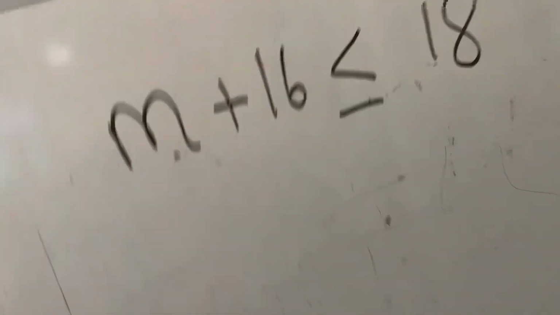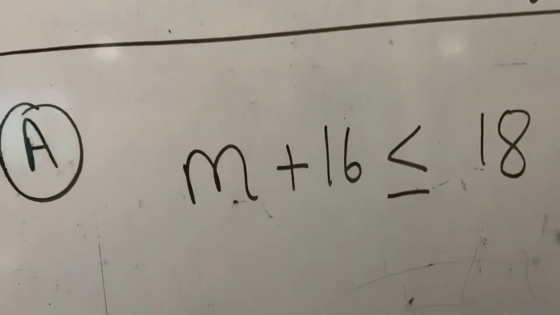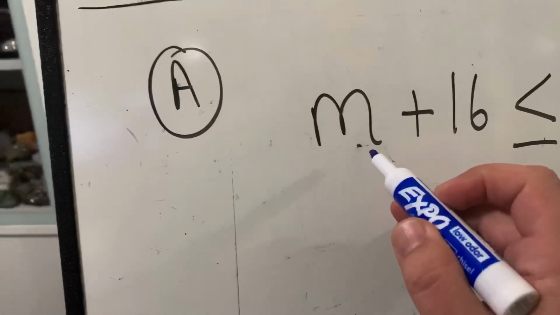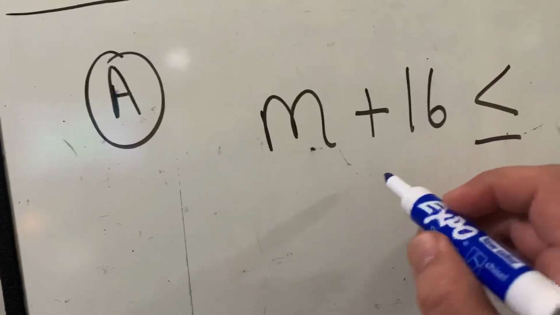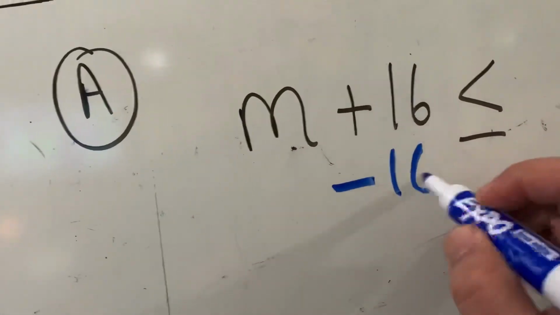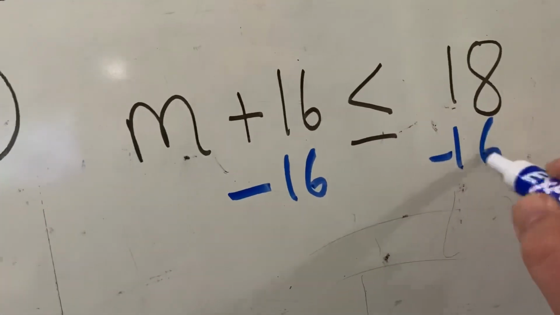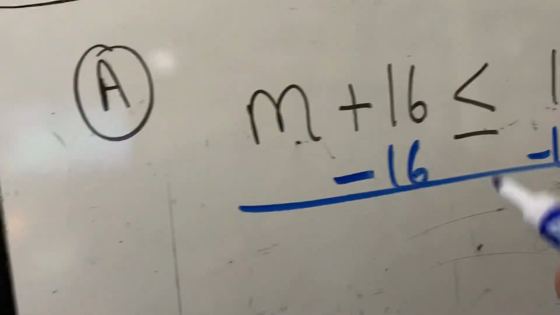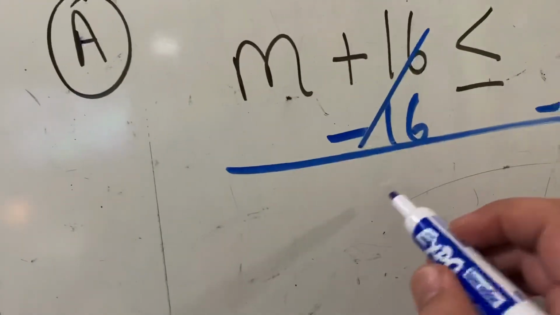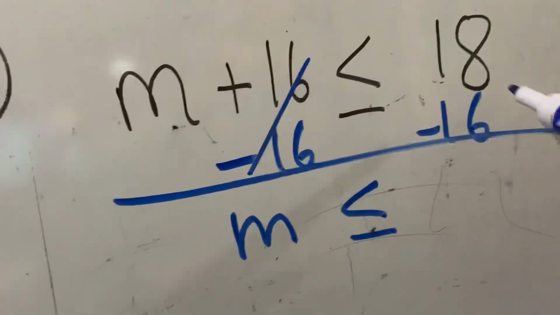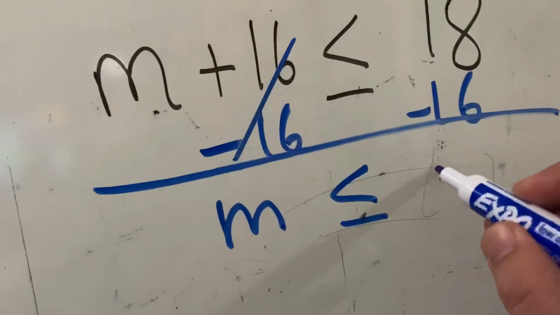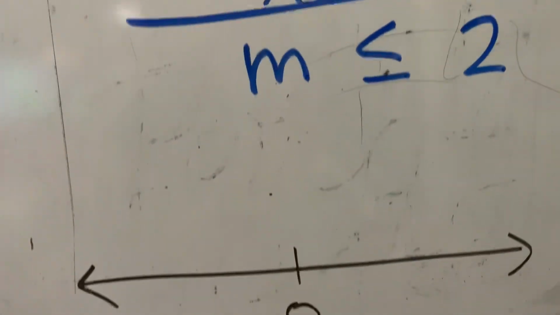Let me get my marker. So start where the variable is. It says plus 16, so you're going to do the opposite. You're going to write minus 16 on both sides. Cross out the same numbers. Bring down the variable. Inequality sign. 18 minus 16 is 2. And then you're done. Now you have to graph it.